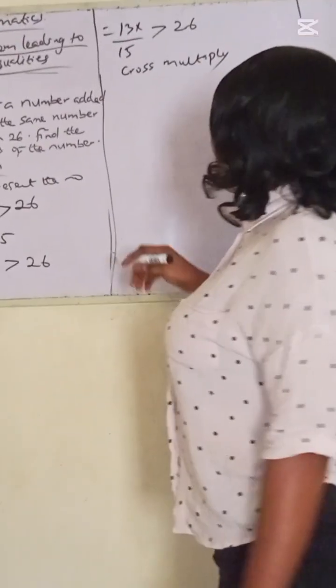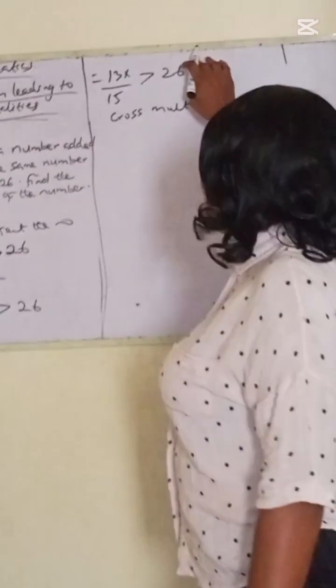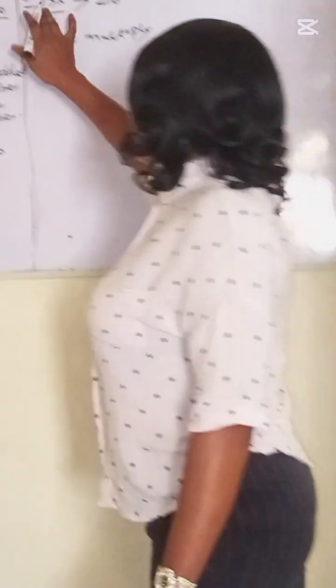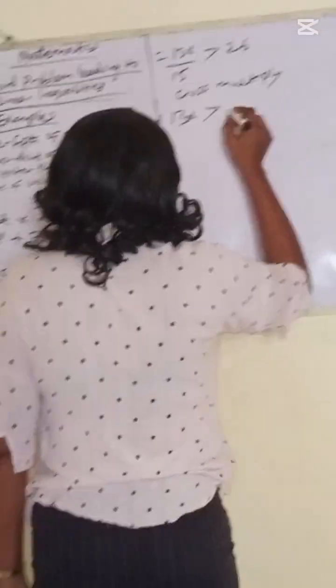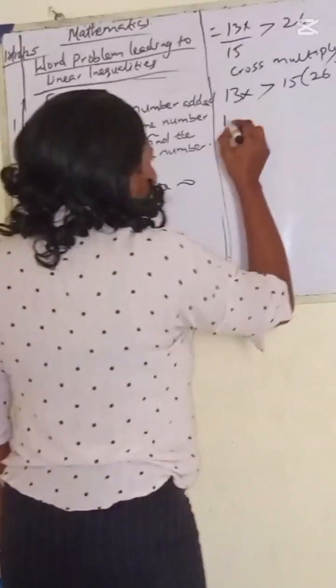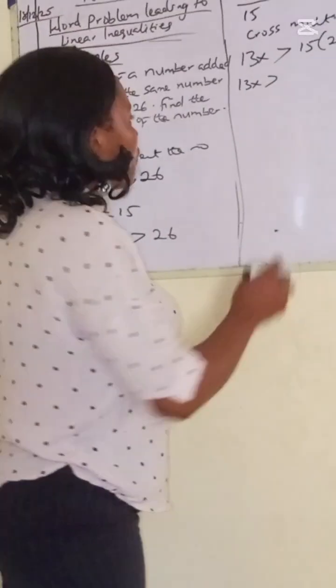So when I cross multiply, it means this denominator, whatever I have is multiplying this. Now there's no number under 26. So we are going to bring down our 13x, which is what? 13x is greater than 15 bracket 26. So we have this as 13x is greater than 15 times 26 to give us 390.